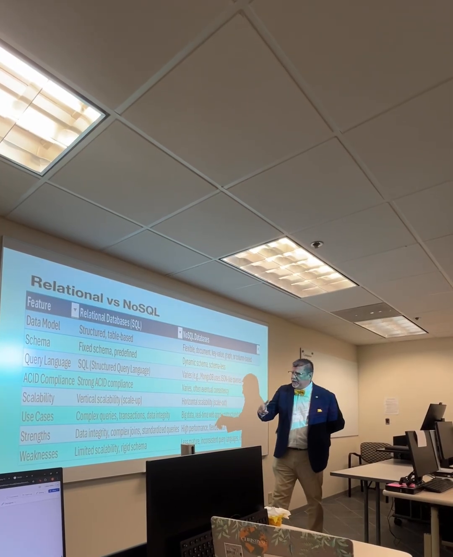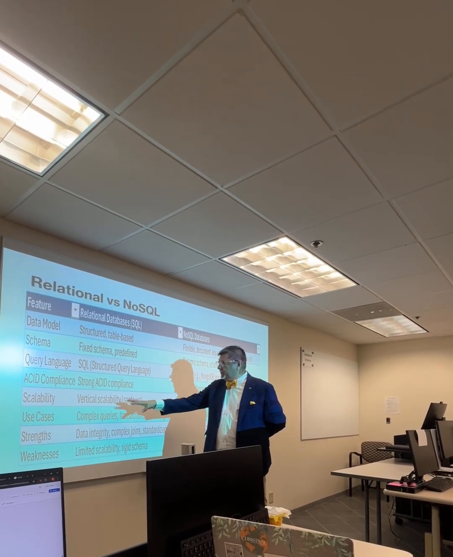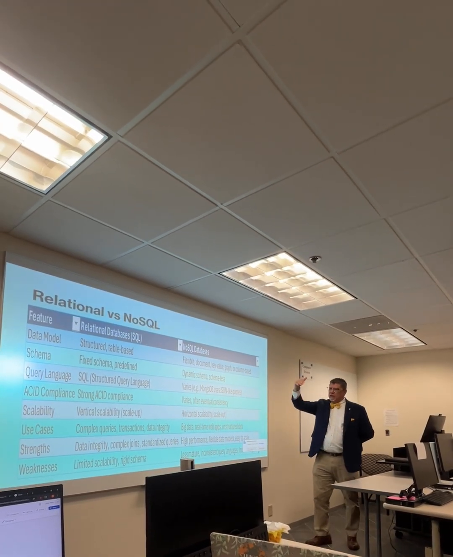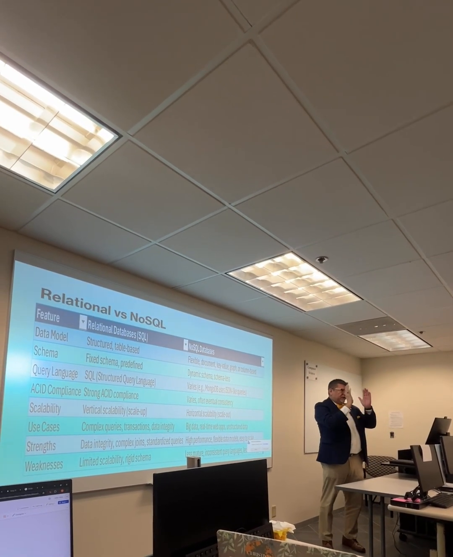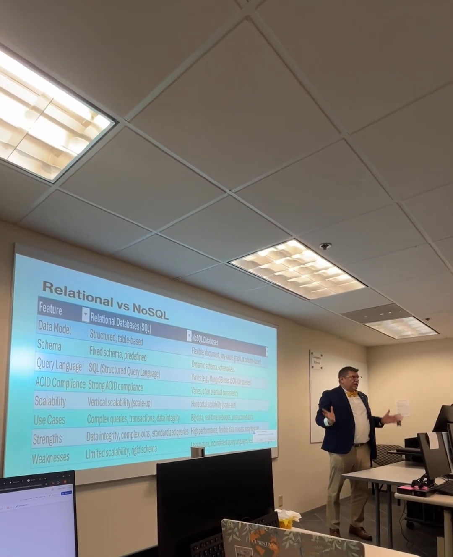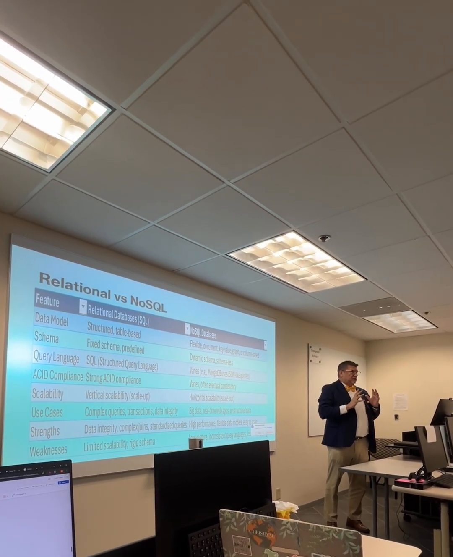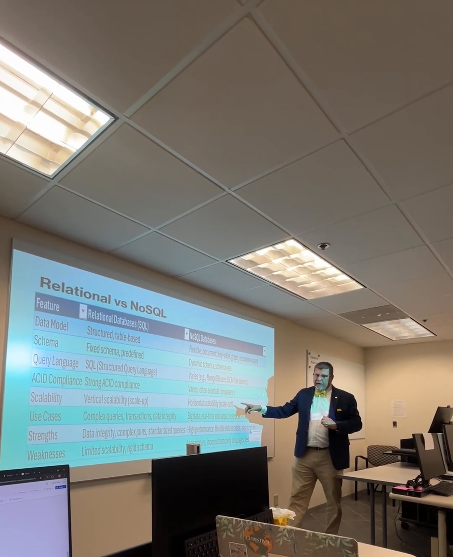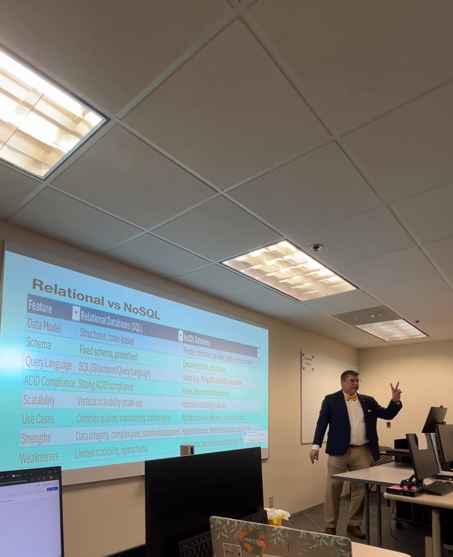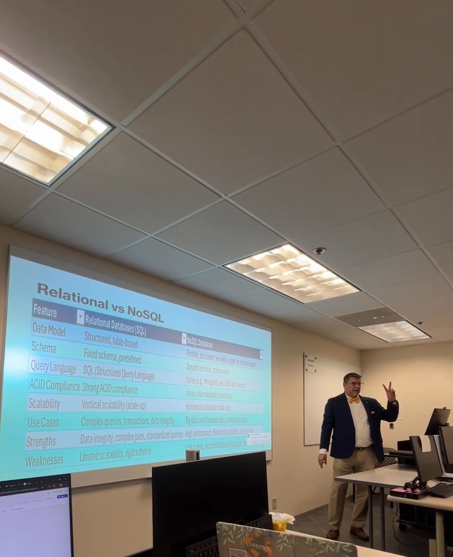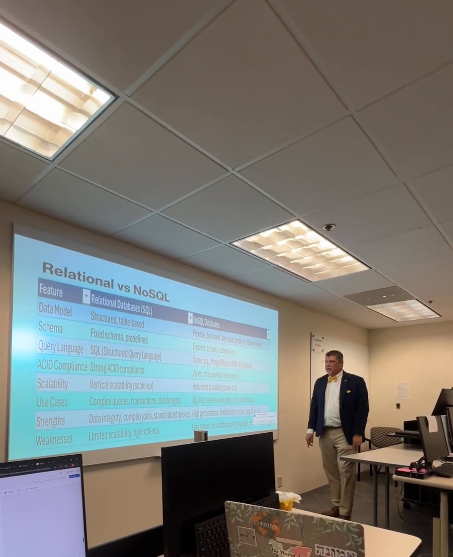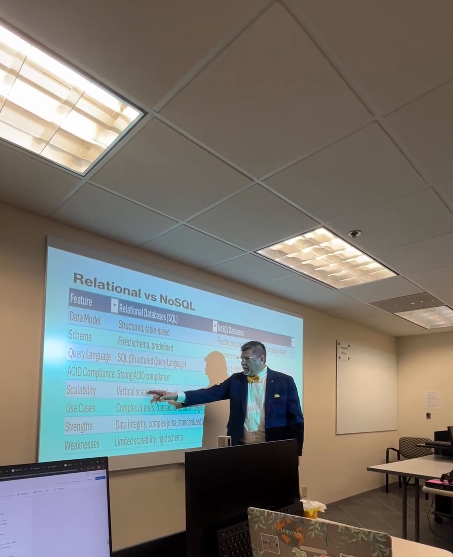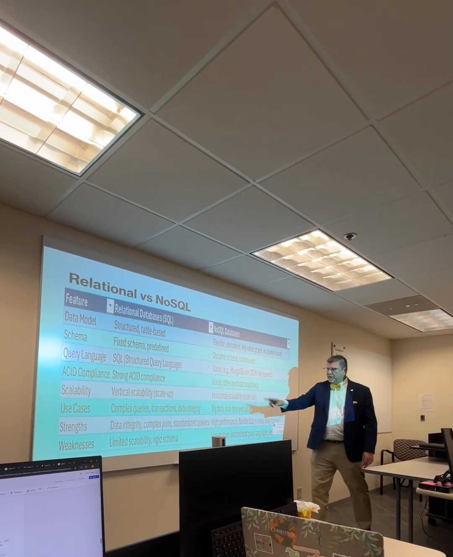Scalability: vertical means this database can scale in one single direction. Horizontal scalability, scaling out, those are two things that we're going to talk about in the in-class exercise today. So keep in mind ACID compliance and these two different types of scalability.